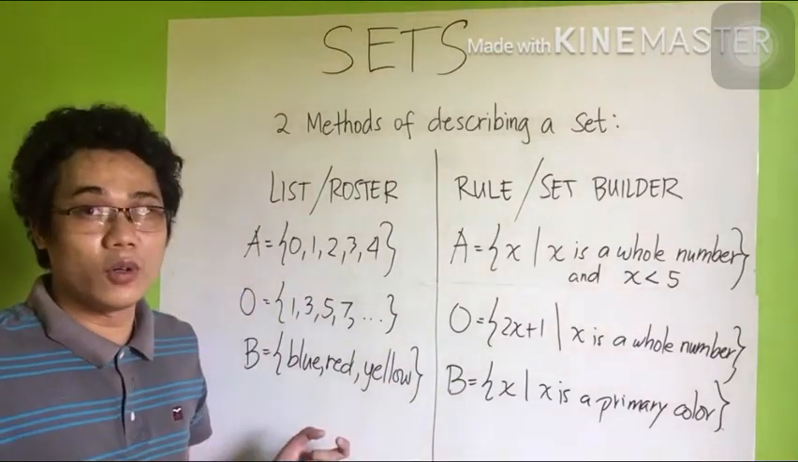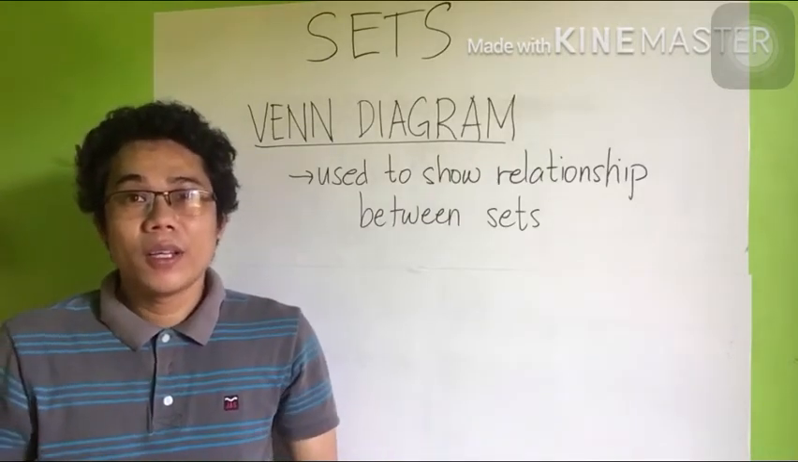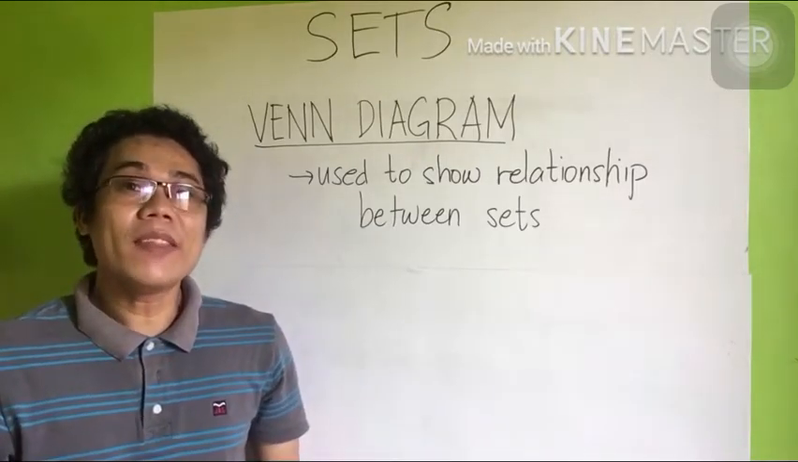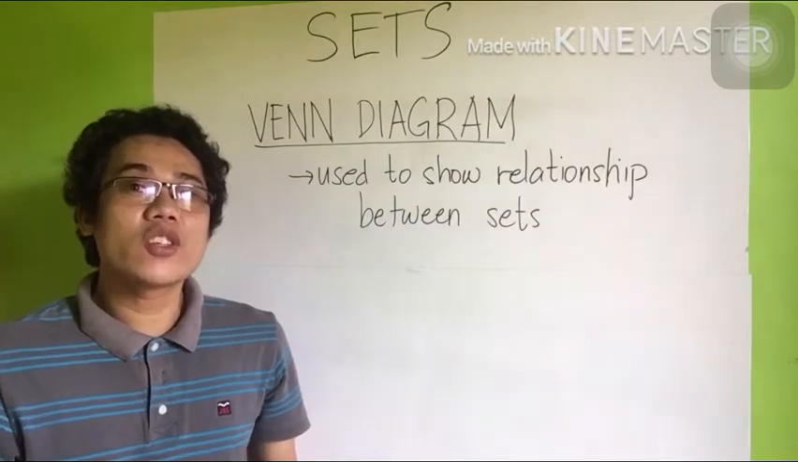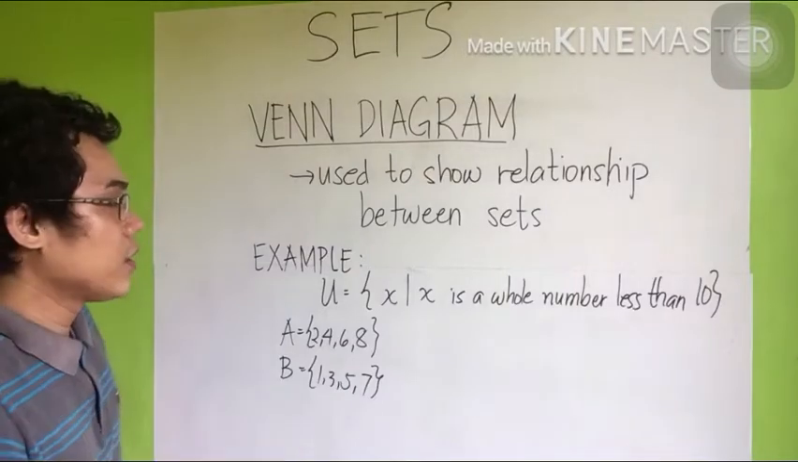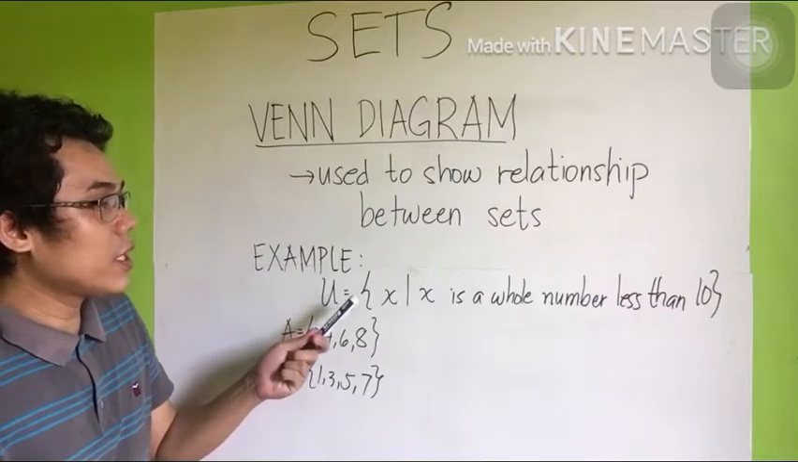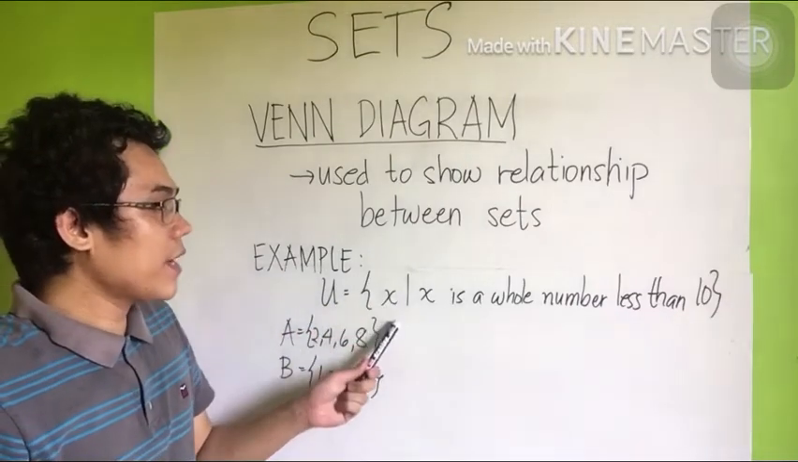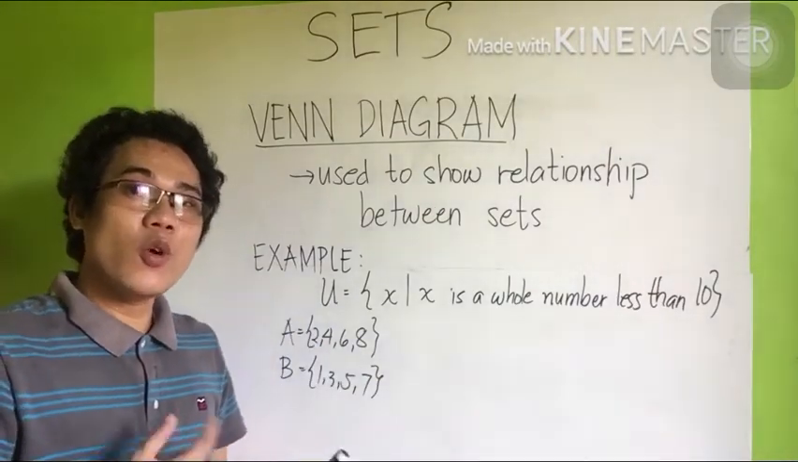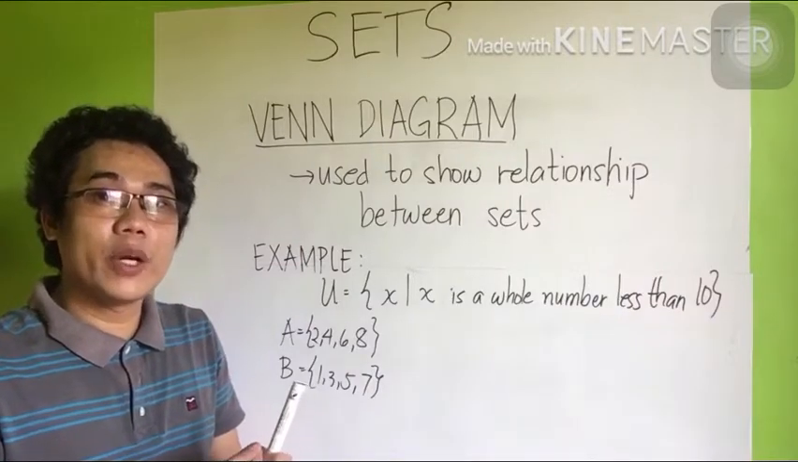We are now ready to apply what we have learned about sets in using Venn diagram. So what do you mean by Venn diagram? It's simply a diagram that shows the relationship between sets. Consider this example. So, take note that we have a universal set, which is just the collection of x, such that x is a whole number less than 10. So, pag sinabi natin whole number less than 10, we have 0, 1, 2, until number 9.